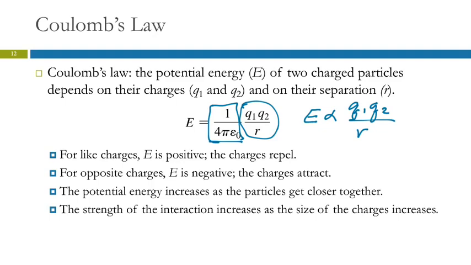Q1 is the charge of one particle, Q2 is the charge of the other particle, R is the distance between them. So as the distance between them gets smaller, the potential energy gets greater. Energy can be positive or negative. Negative energy is stabilizing, positive energy is destabilizing. You're going to have a negative energy, an attraction, when one of these is negative and one's positive. The bigger the charge, the stronger the attraction. The shorter the distance, the stronger the attraction.